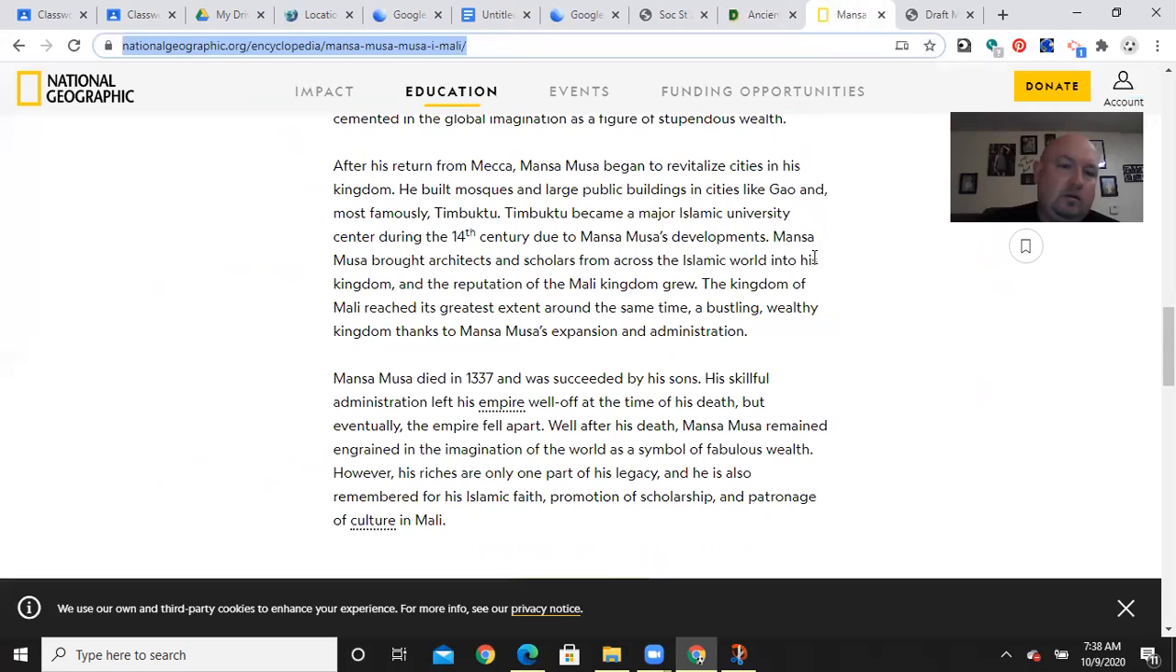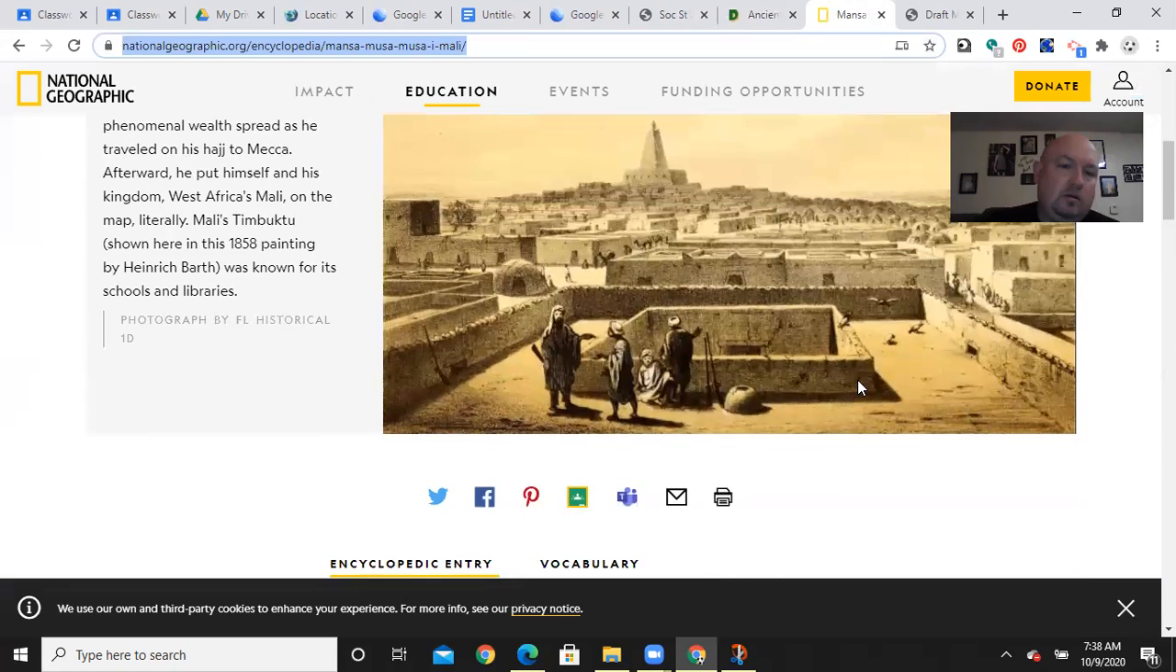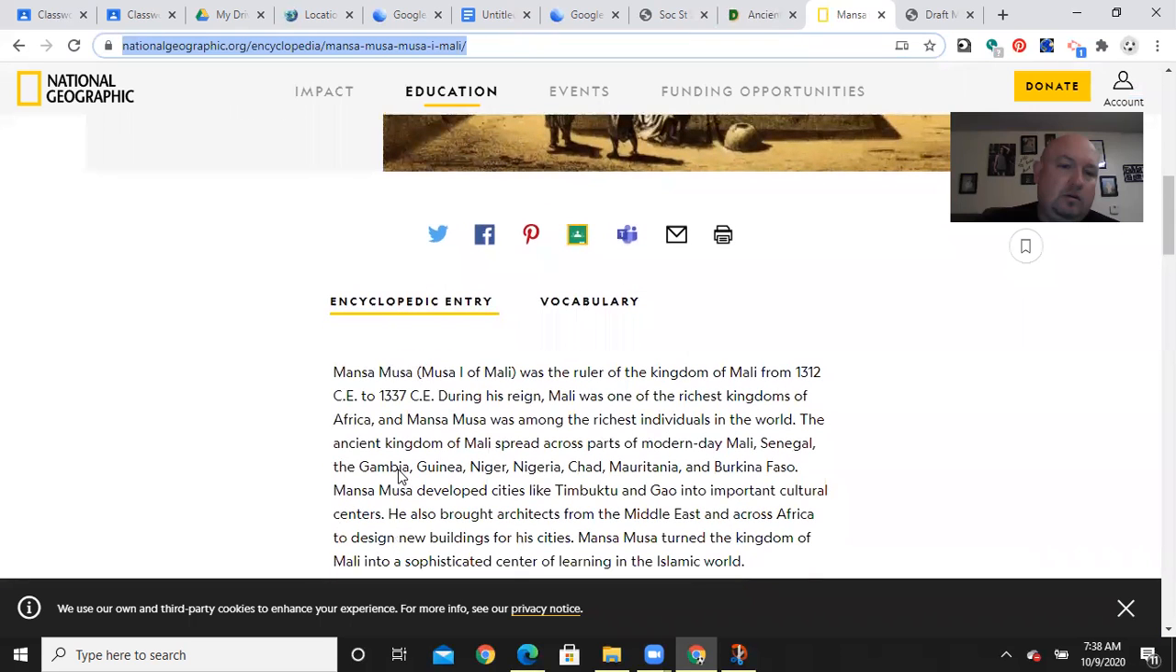A little bit more about Mansa Musa. You can see an artist depiction of Timbuktu from an 1858 painting. It was famous for its schools and libraries. It was a place of learning, probably dwarfing that of any other city in Europe, Asia, or Africa at that time.